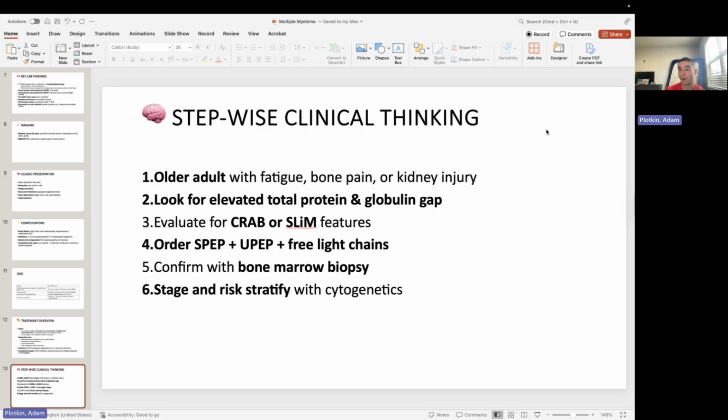So again, how do I think about multiple myeloma, right? It's really important to get your clinical frameworks in play. I look for an older adult, right? Right off the bat, if my patient is a 20-year-old female with some of these signs and symptoms, there's a very low likelihood that it's actually multiple myeloma or plasma cell dyscrasia. Obviously, we can't exclude it, right?